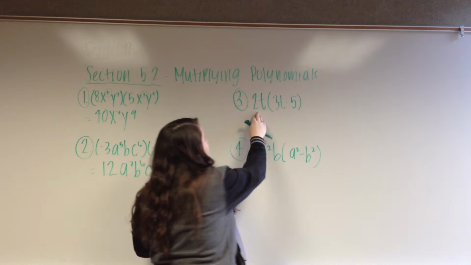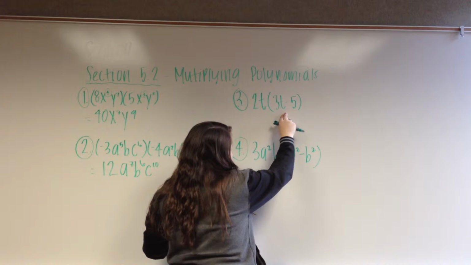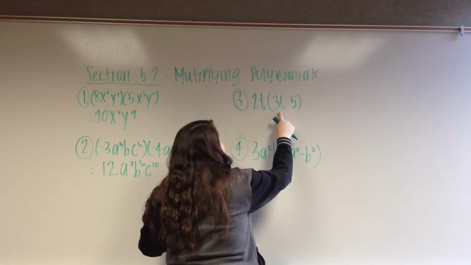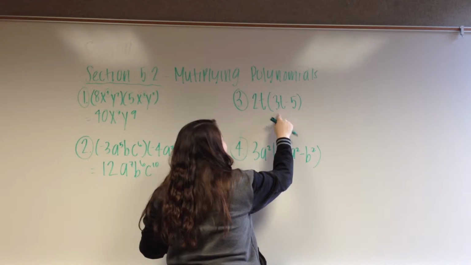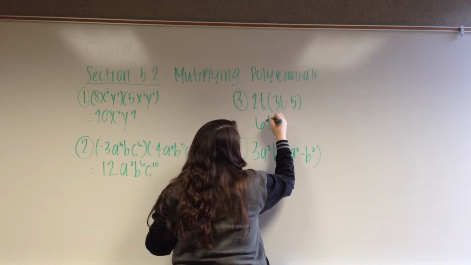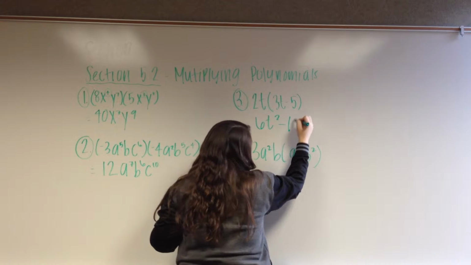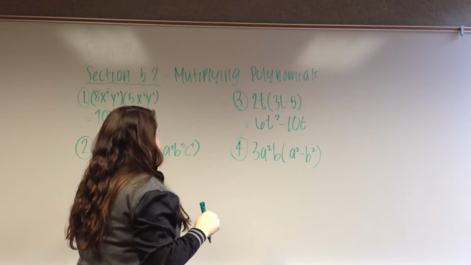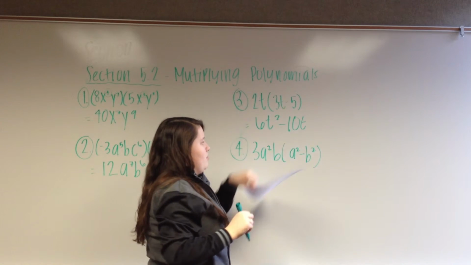Now these are a monomial times a binomial, which means they have addition or subtraction in between. So t squared times 2t times 3t will give you 6t squared minus 10t. So here you still ended up with a monomial. Here you're going to end up with a binomial.